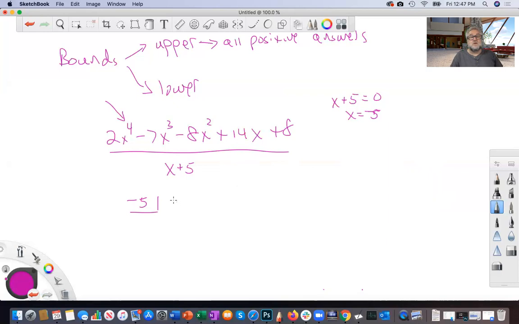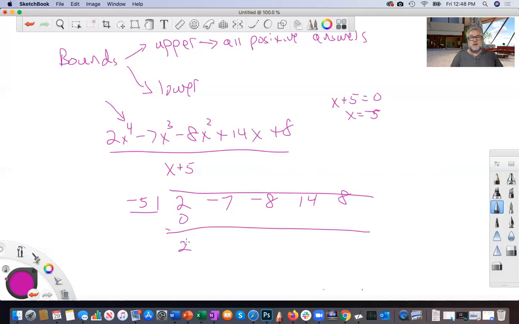Penalty box. 2, -7, -8, 14, 8. Okay. Put a 0. We get a 2 when we add. Goes up here to 2. 2 times -5 is -10. And that's a -7. So that gives a -17. So -17 goes up here.